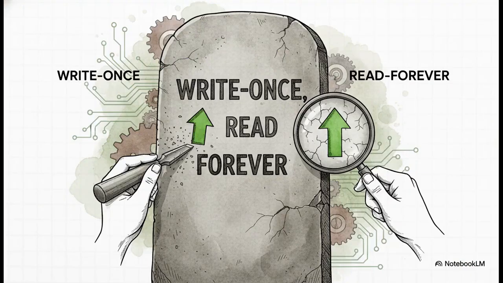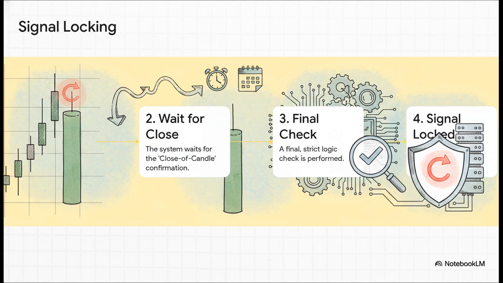Well, the whole architecture is built on this really fundamental data principle. Write once, read forever. It's simple but powerful. Once a piece of data, in this case a trade signal, is written to the record, it can never be altered or erased. It's locked in, it's committed. And this lays out the process perfectly. So a potential signal might pop up while a price candle is still forming, while the price is still moving around. But the system doesn't jump the gun. It waits. It waits for the ultimate confirmation, the close of that candle. Only after that candle is officially closed and the signal survives one final super strict logic check, then it gets permanently locked into the system. And at that point, it absolutely cannot disappear.